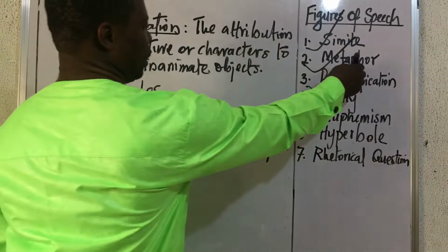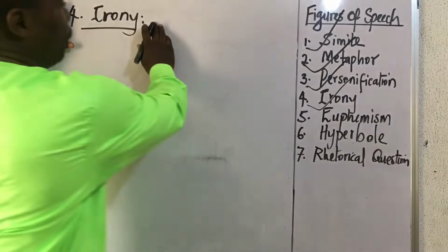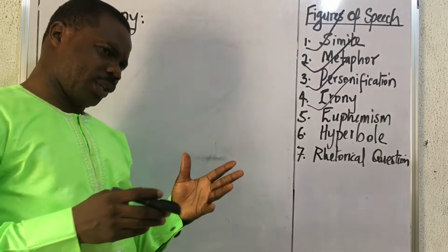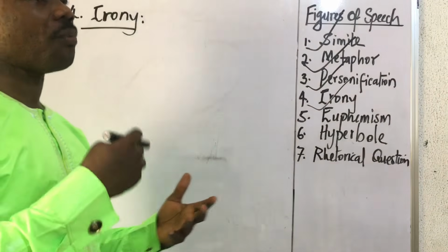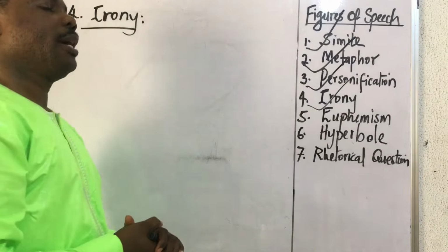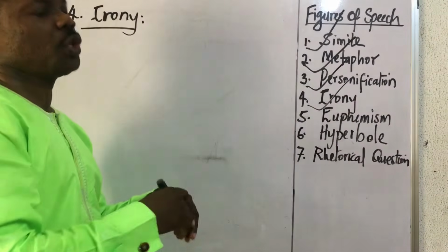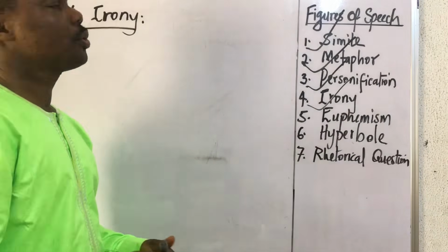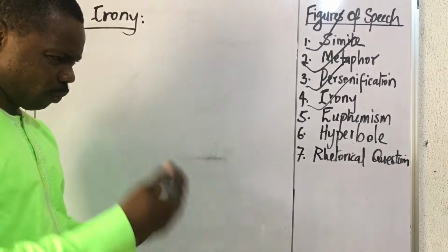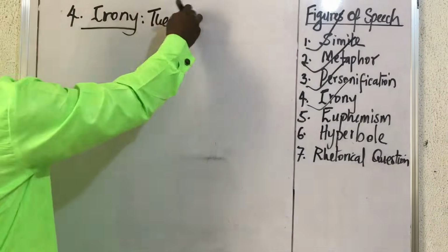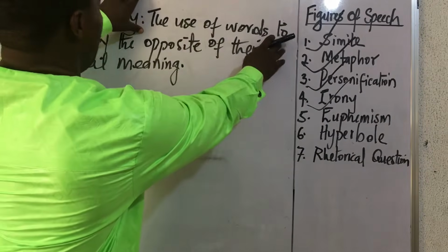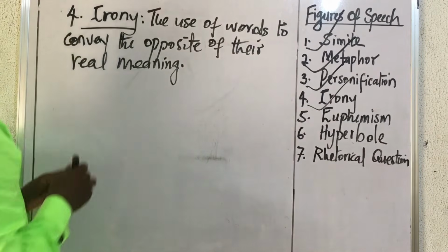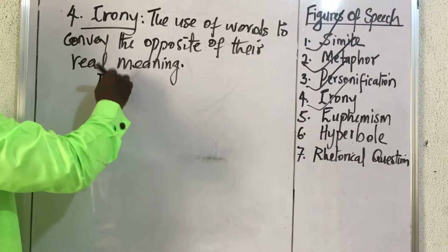We'll move forward to the next one, which is irony. Irony, that's number 4. What is irony? Irony is a figure of speech that involves the use of words to convey the opposite of their real meanings. Like you are saying black, but what you actually mean is white. Or you say black, and what you mean is red. Things like that. The use of words to convey the opposite of their real meanings. Now let's have some examples here.